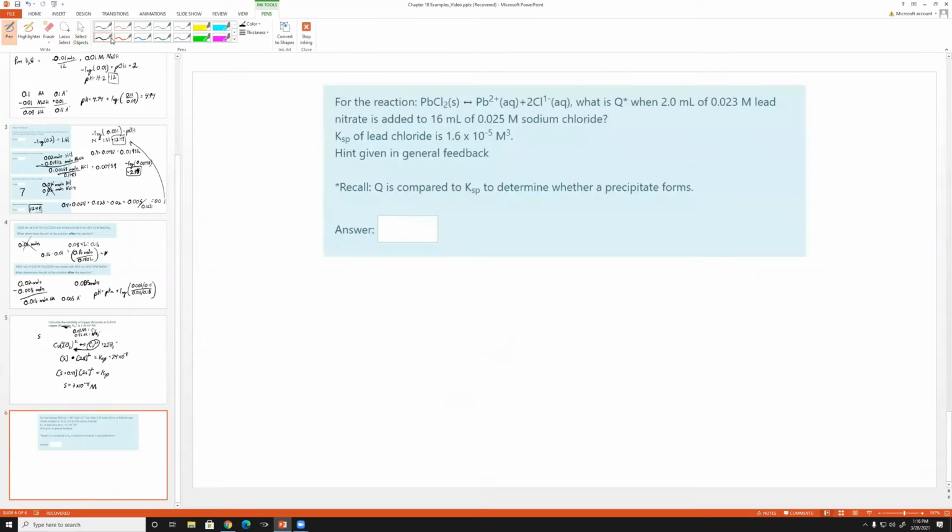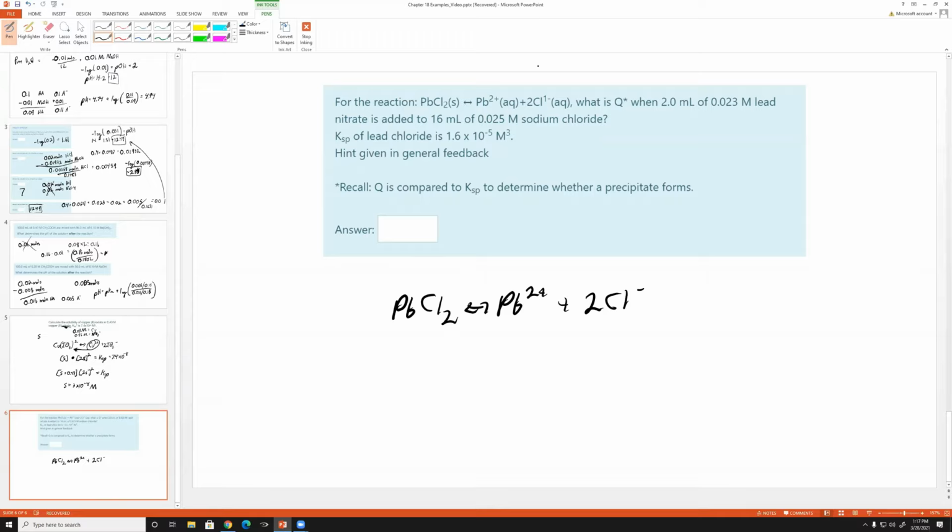Moving on to the next one. For the reaction given here, what is Q when 2 milliliters of 0.023 molar lead nitrate is added to that much of sodium chloride? Sodium chloride is our strong electrolyte, and lead nitrate is also strong. But for this equation, we have to write an ICE chart for the dissociation of lead chloride, which we know is a weak electrolyte. The Ksp for lead chloride is 1.6 times 10 to the negative 5th, and we can use that later on.